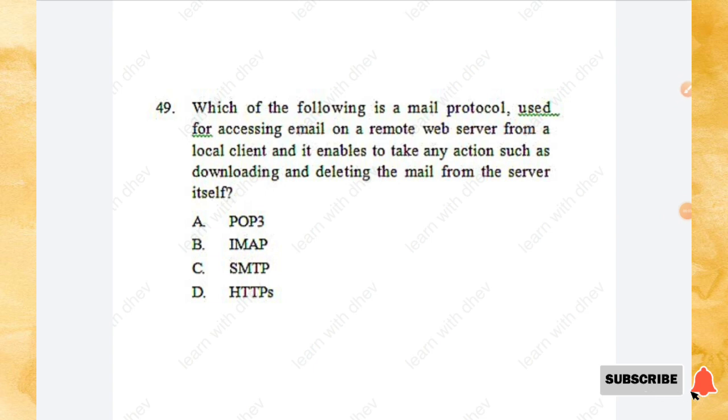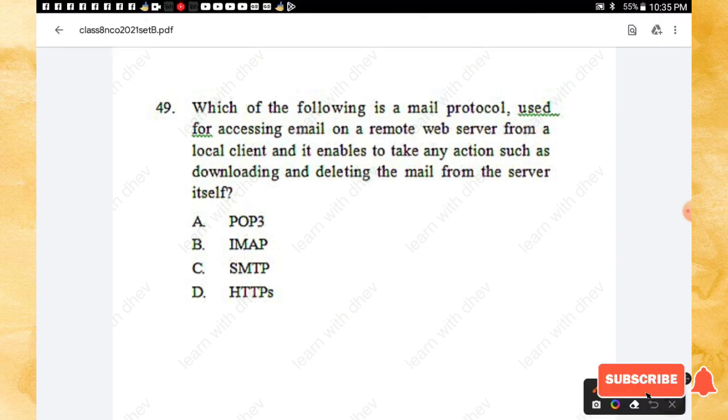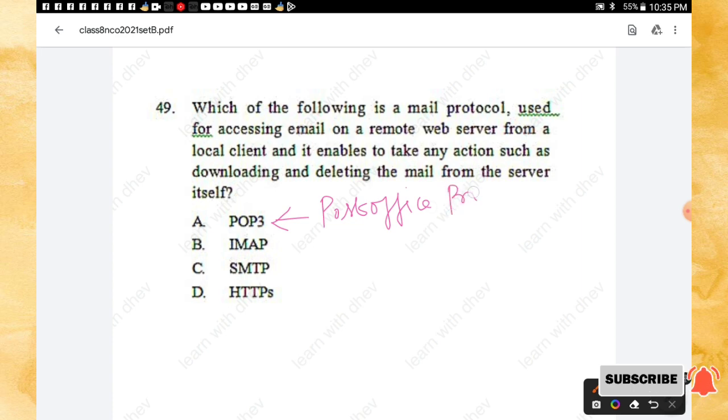Question number 49. Which of the following is a mail protocol used for accessing email on a remote web server from a local client, and enables any action such as downloading and deleting the mail from the server itself? First one is POP3, which is nothing but Post Office Protocol. Then IMAP, which is Internet Messaging Access Protocol.